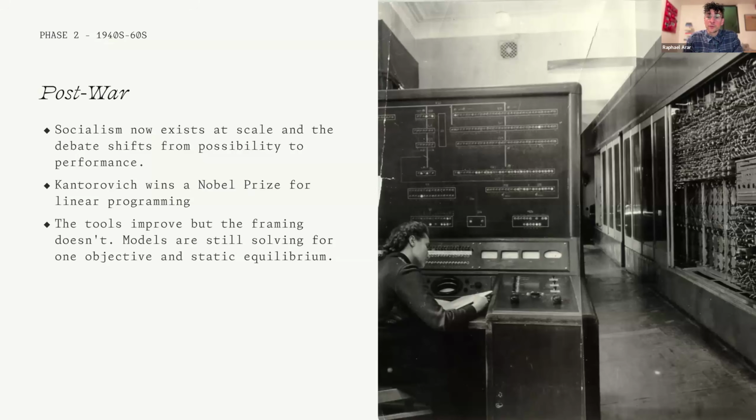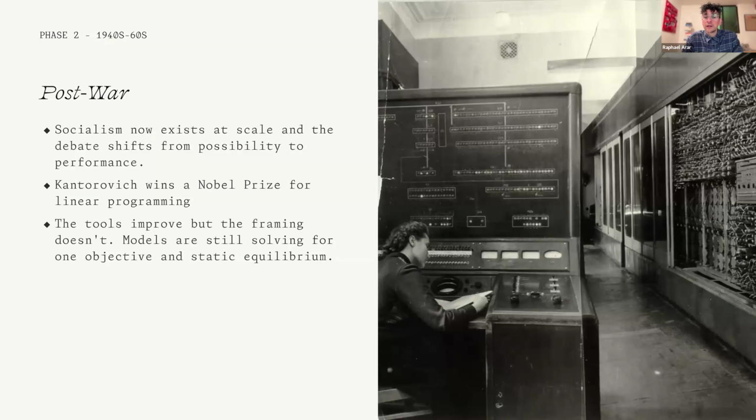So Kantorovich wins a Nobel Prize for linear programming, which is a mathematical technique for optimizing resource allocation under constraints. It's really kind of the input-output tables that the Soviet Union used for planning mechanisms. It's a serious tool, and it's still used today in logistics. Linear programming is quite a big thing.